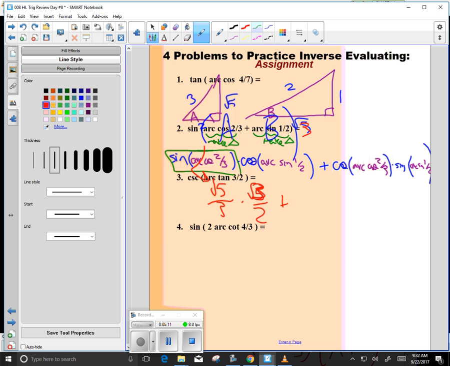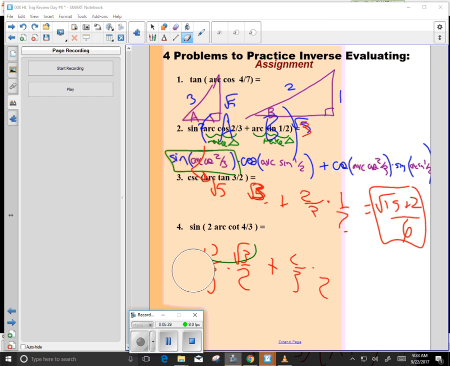And then it'll be plus cosine arc cosine of 2/3, which is just going to be 2/3, and then the sine of the arc sine of 1/2 is 1/2. So I get for an answer there square root of 15 plus 2 over 6. How many got that? Square root of 15 plus 2 over 6. Questions?